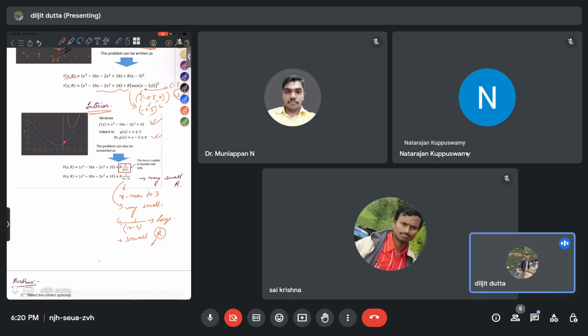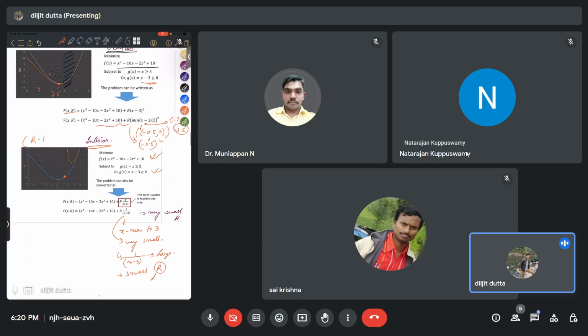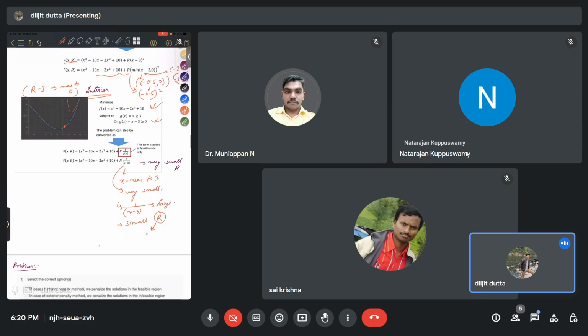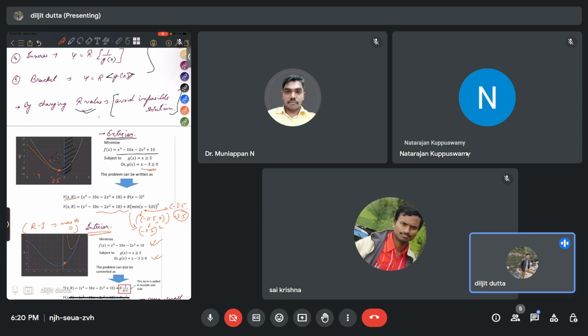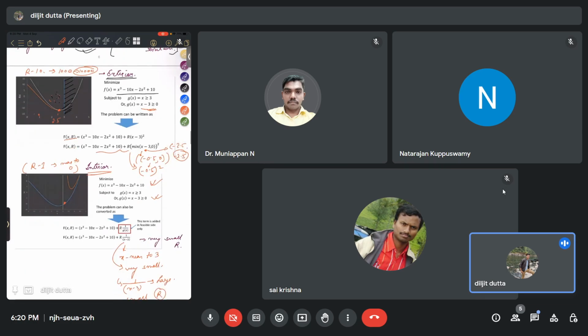Now for interior problems, the r value will start from 1 and will go near to 0. So when r is very small, approximately near to 0, then we will get the optimal solution. But for the exterior problem, r will start from, suppose, 1 or 10, whatever, and it will go to 1000 or 10,000, a very large value. Only for a very large value of r we will get the optimal solution. So that is how we obtain the optimal solution by using this penalty method.